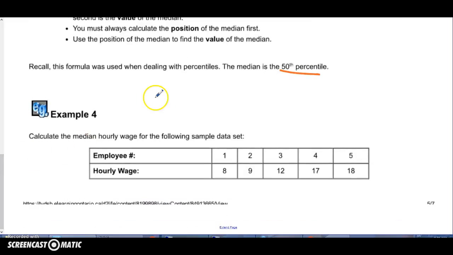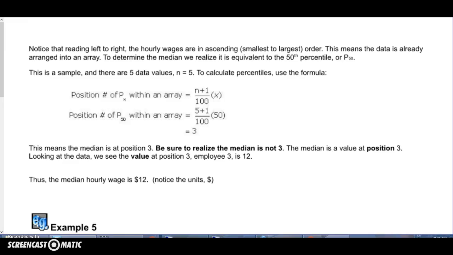Okay, so here's a bunch of employees, and they have an hourly wage of 8, 9, 12, 17, 18 bucks. And the question is this: what is the median wage? Okay, and I know you know what it is. You can figure it out easily. But what you want to do is use this from the other day, n plus 1 over 100 times x. So to find the x position, you want to use this.